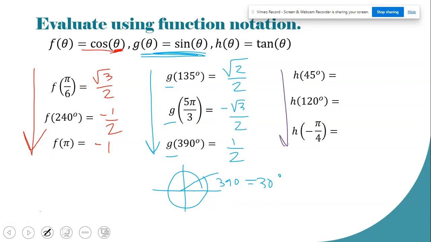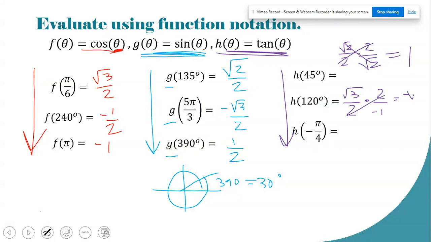Then we have h. H is tangent of all of these angles. So tangent of 45 degrees, that's in quadrant 1. That's root 2 over 2, root 2 over 2, and you end up with just 1. 120 degrees, I want to find tangent of 120. That is in quadrant 2. We have the sine coordinate, or the y, is root 3 over 2. Keep it, change it to multiplication, and flip the cosine. That's going to be 2 over negative 1, and you get negative square root of 3 for h of 120.